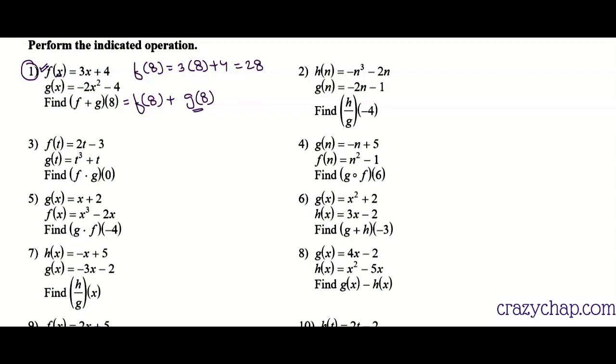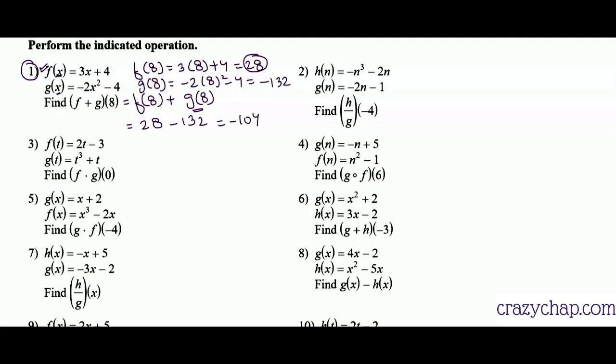Similarly, we have to find the g(8) value. To find g(8), we'll replace x with 8. So I get g(8) equal to negative 2 times 8 squared minus 4. So when you calculate, you get negative 128 minus 4, which is negative 132. So basically we'll have to plug in the values. f(8) is 28, and g(8) is negative 132. So my correct answer is negative 104.